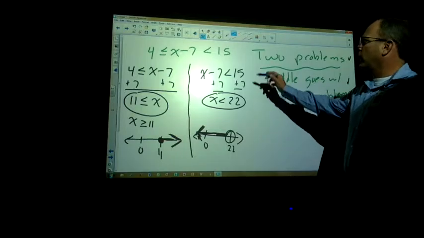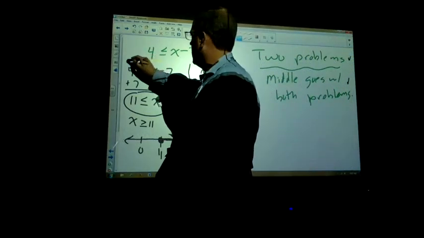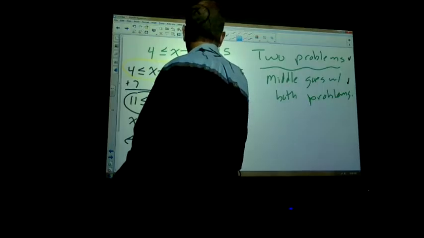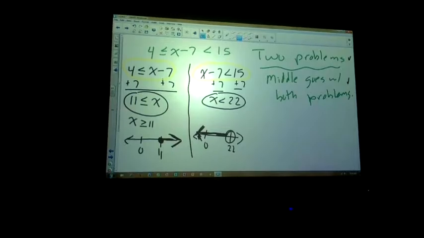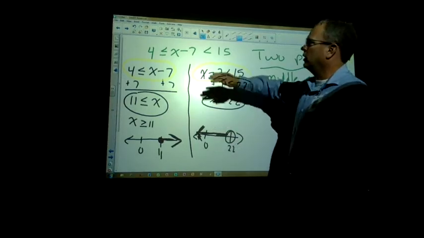Is everybody okay with how this becomes two problems here and here? Anybody stuck there? No, sir. I am. Okay, so there's a disconnect. That's okay. Let's figure it out. So you're okay with the two problems, yes? And you're okay that the middle, x minus 7, goes with both problems. Okay, so all I'm going to do is this.